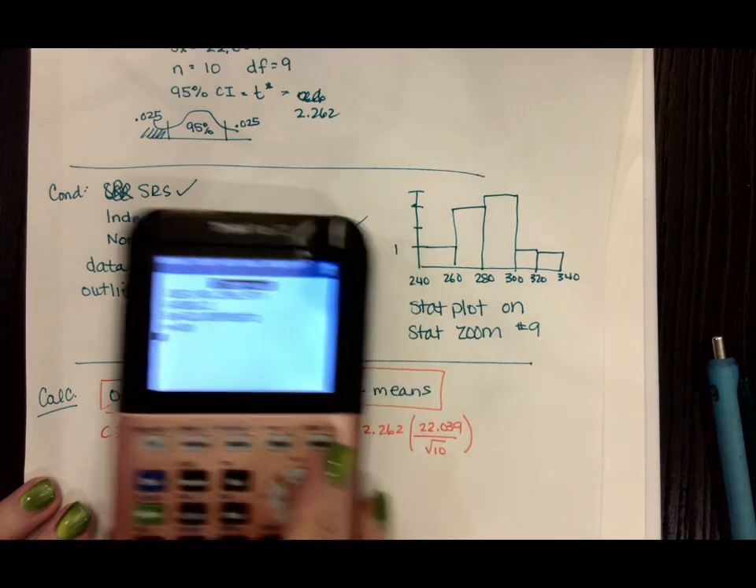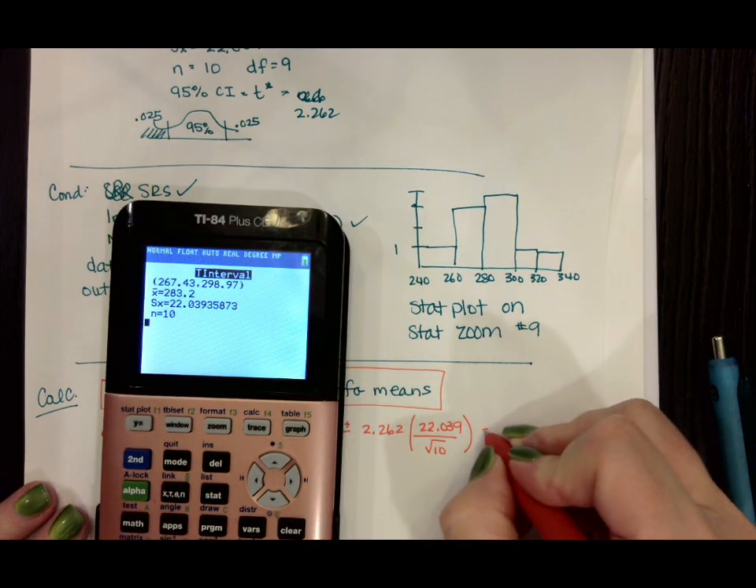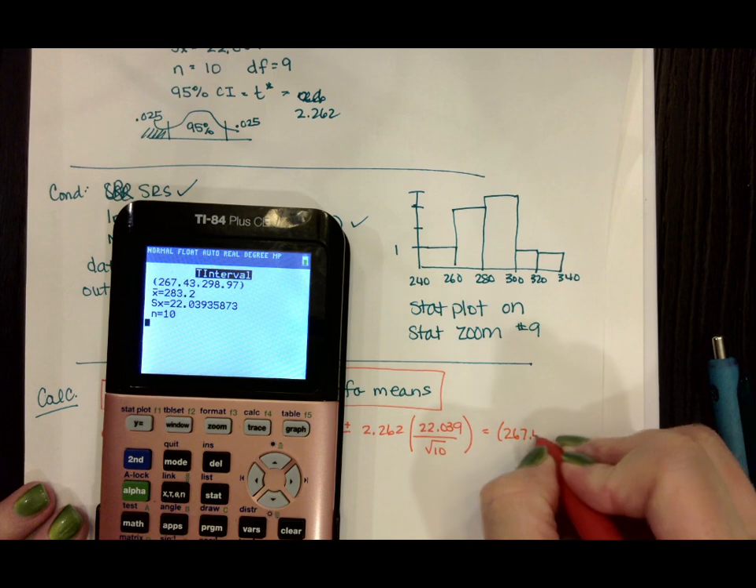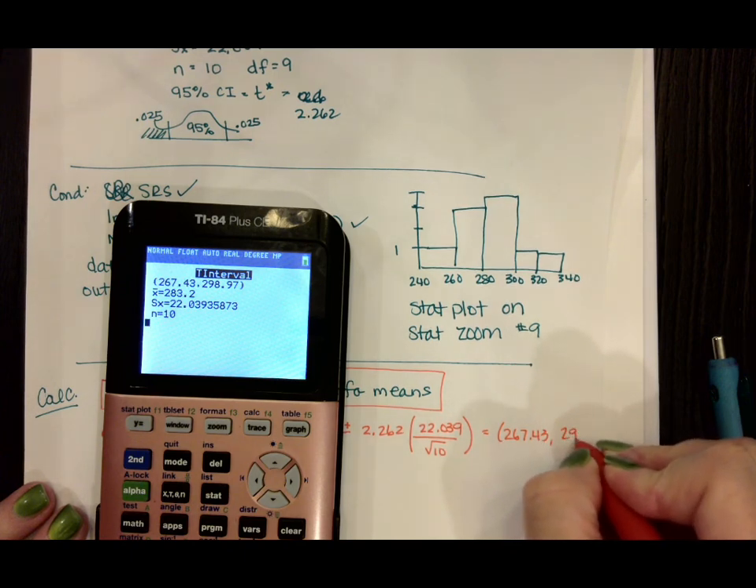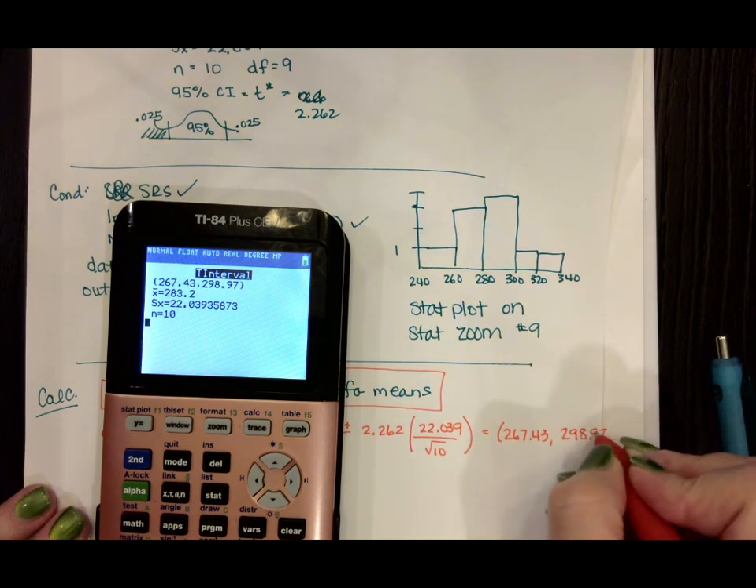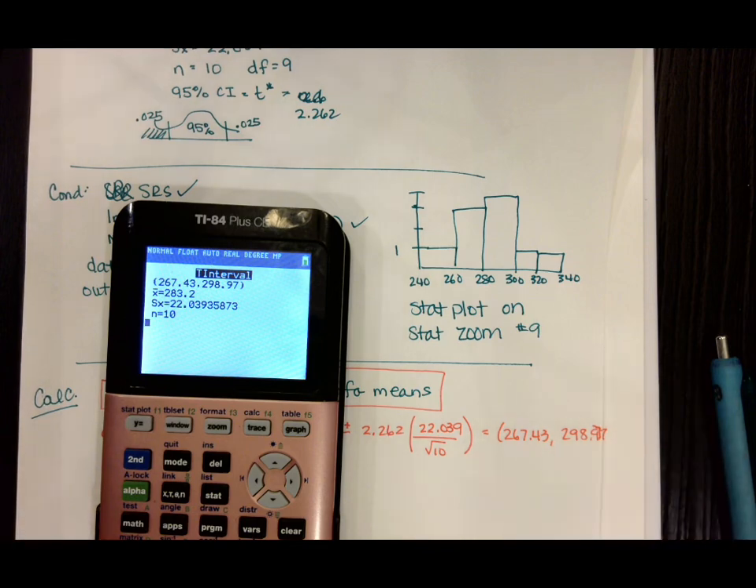All right, so what does this give me? This gives me 267.43 to 298.97. All right, so that's my confidence interval.